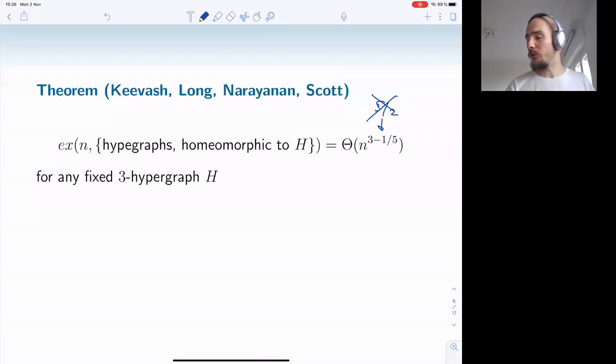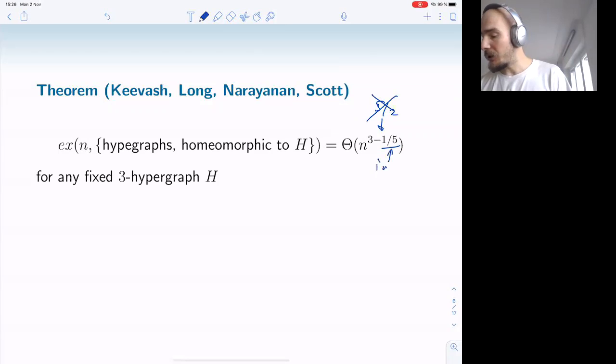They get a universal exponent, this 1/5, so that whatever hypergraph you take, and then you take the class of hypergraphs homeomorphic to it, and then you forbid this class, then the extremal number of this class of hypergraphs is at most n to the 3 minus this constant. So the main point here is that this is independent of H.